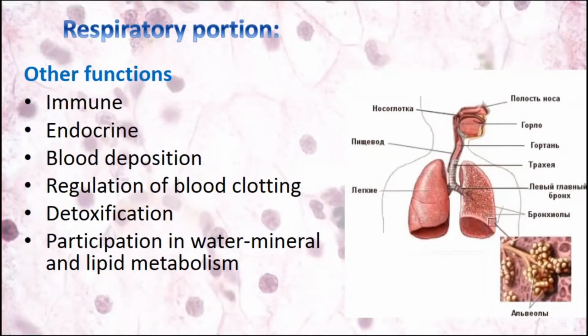Some other functions of the respiratory portion and the respiratory system are immune function and endocrine function. It also provides blood deposition in the small blood vessels of the lungs. Blood is accumulated. Also, regulation of blood clotting: some factors of blood clotting are produced in the lungs. Detoxification: some substances undergo their final stages of metabolism in the lungs. Participation in water, mineral, and lipid metabolism. These are the main functions of the respiratory system and also of its respiratory portion.